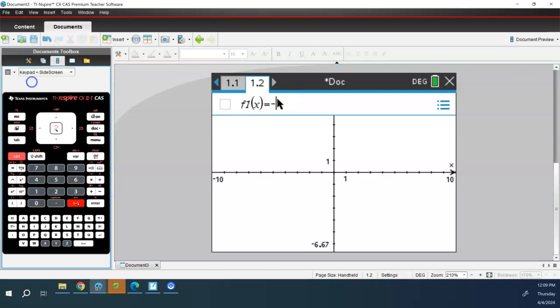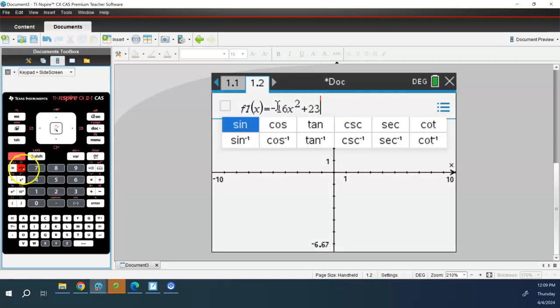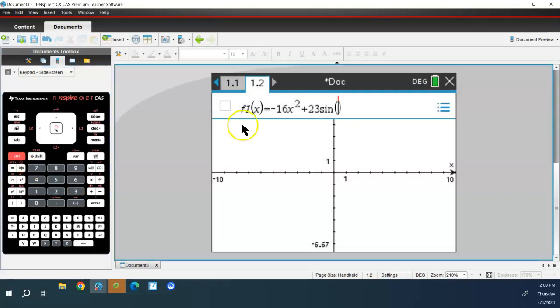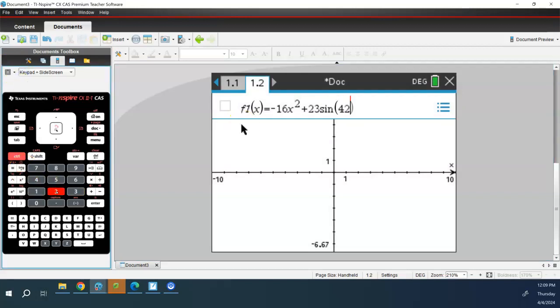So I'm going to go negative 16. Now my function was negative 16t squared, but this is a function of x. So I'm going to go negative 16x squared plus 23 sine of 42 times x plus 2.